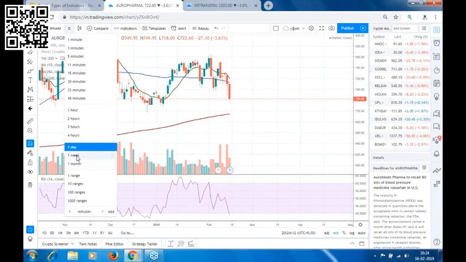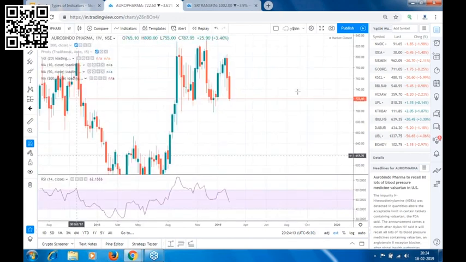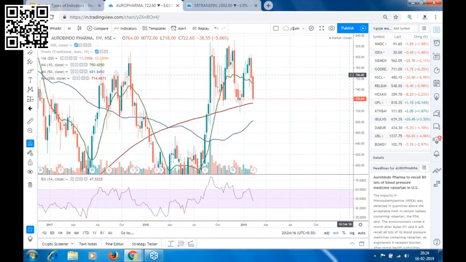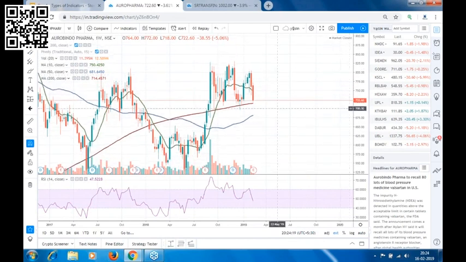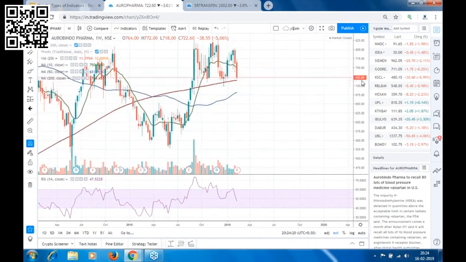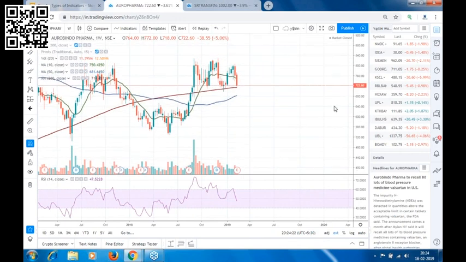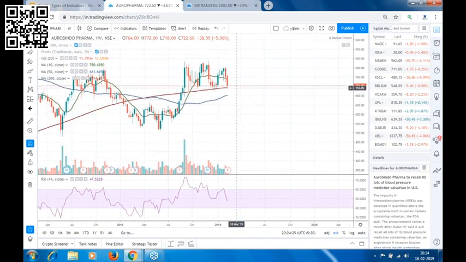Let's check the weekly time frame. We will not take a short in Oro Pharma, the reason being, as I told you, that in Oro Pharma, as you can see in the weekly time frame, we have a 200 period moving average support, which is around the 614 level.